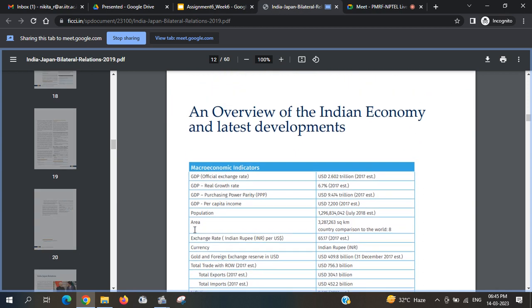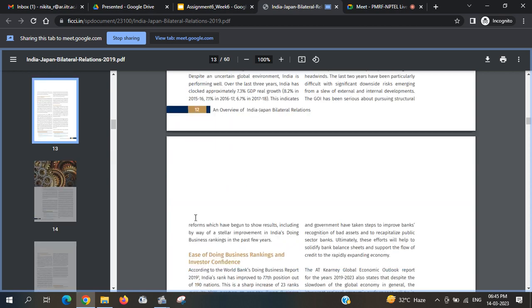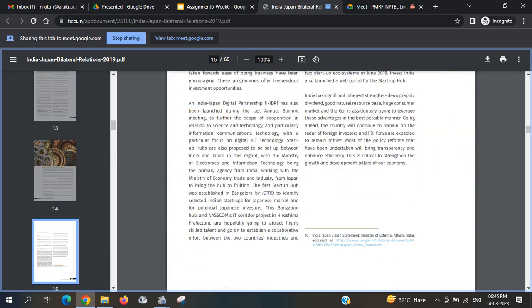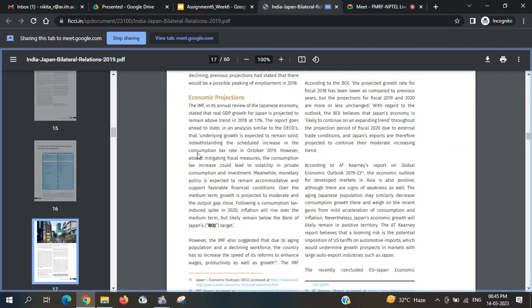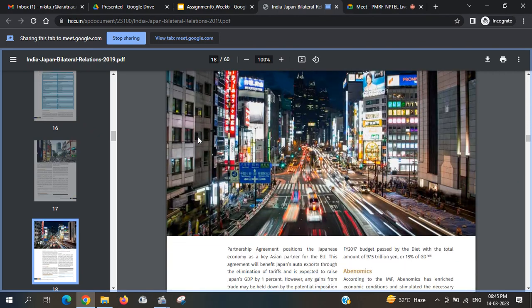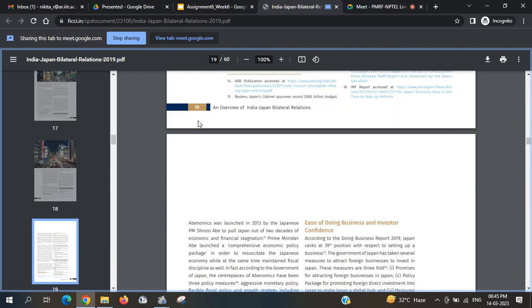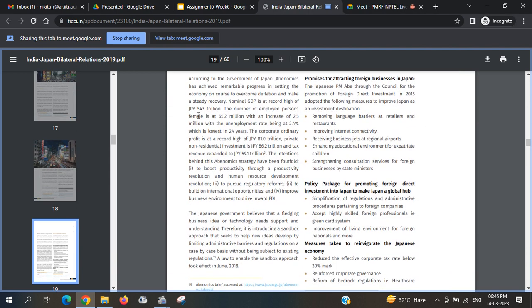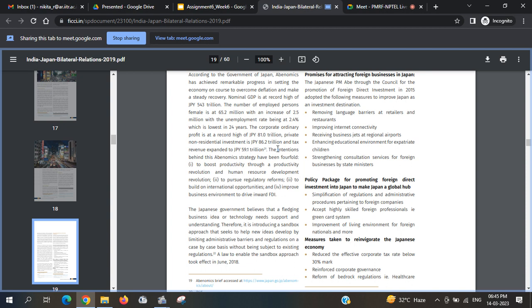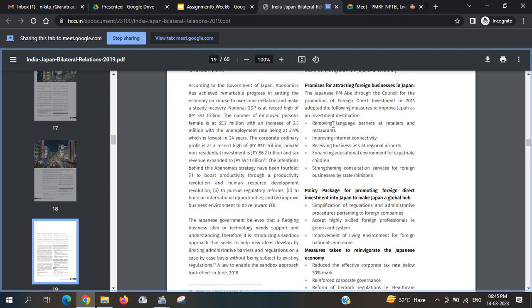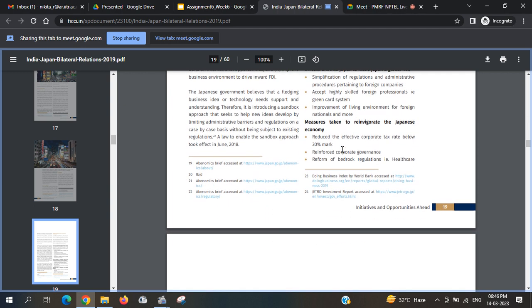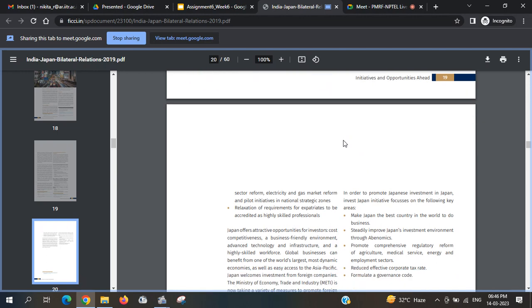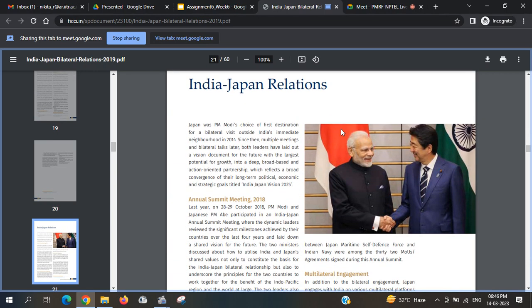So, for example, you can see overview of Indian economy and its latest developments. You can see the same for Japan. You can see the economic projections that are made for the economies. You can see things like how the economies are planning to attract foreign business investments, and what are the policy packages that they are following to do the same.